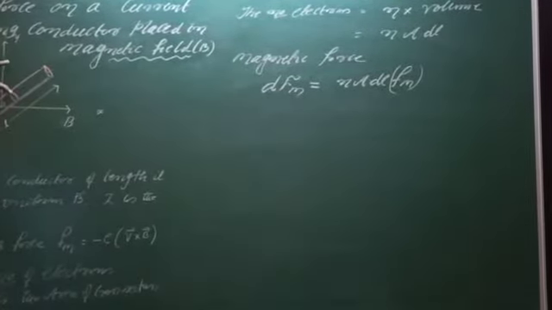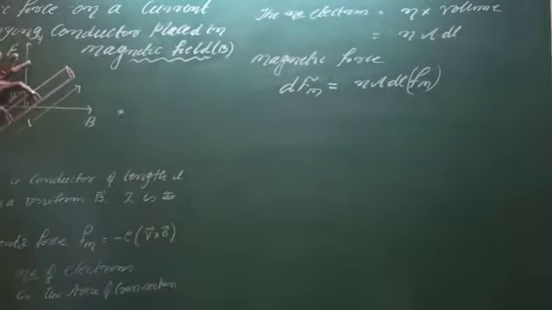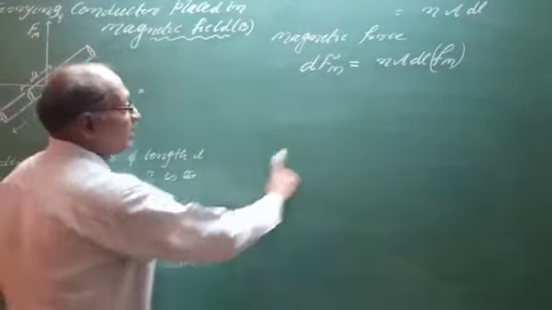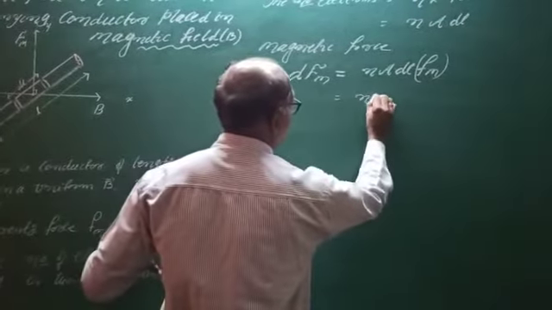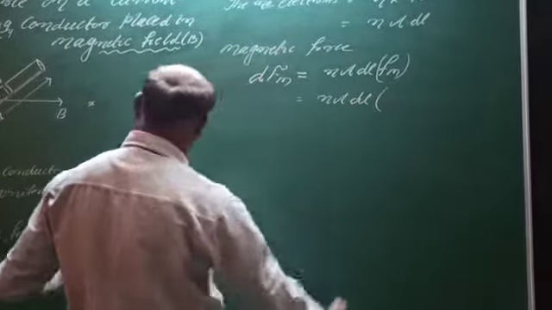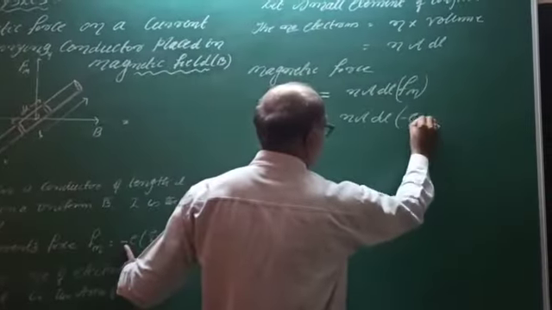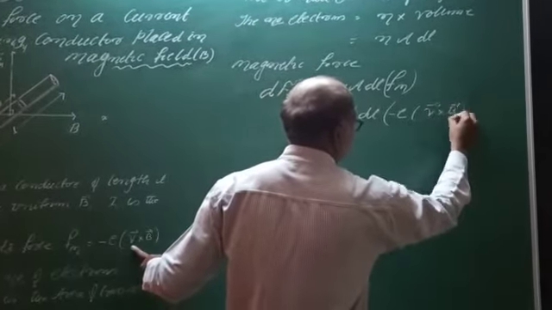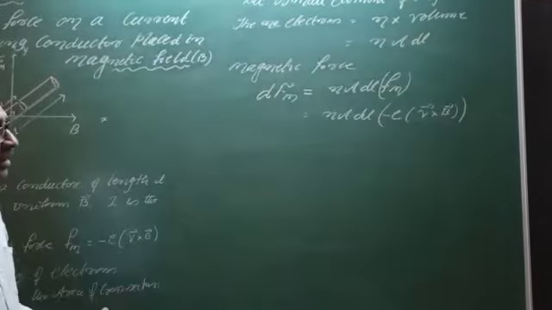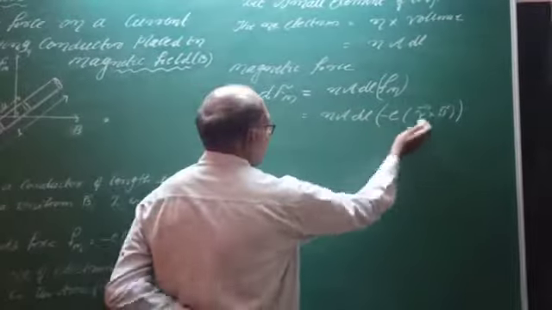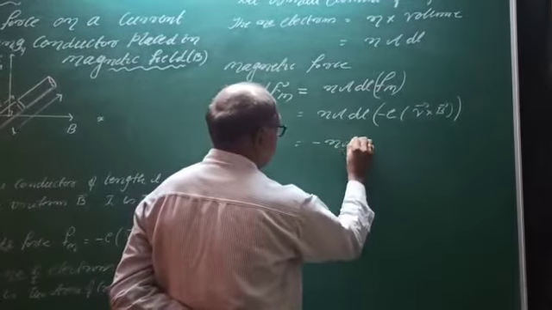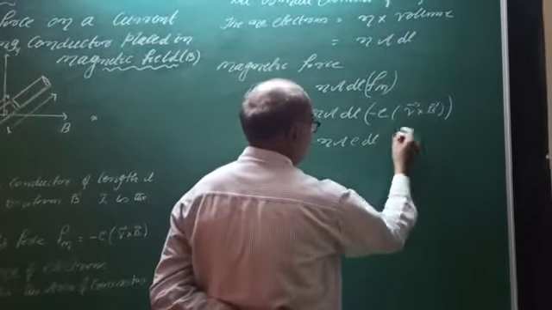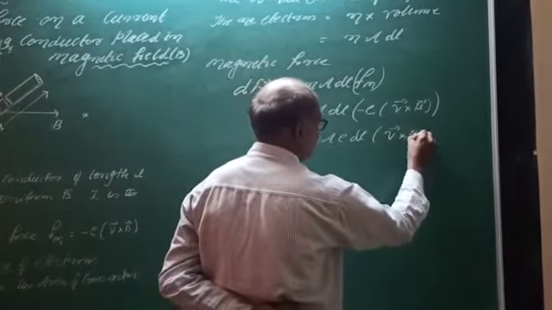So we already know the f_m. What is the f_m here? Minus e into v into B. Let us substitute for this. That is equal to n A dl into minus e v B. Now let us simplify this. What you will get is minus n A e dl into v into B.